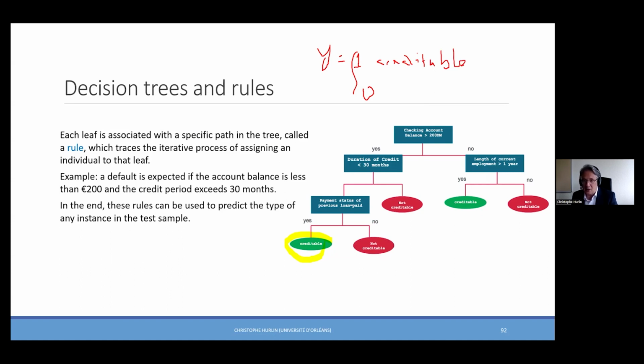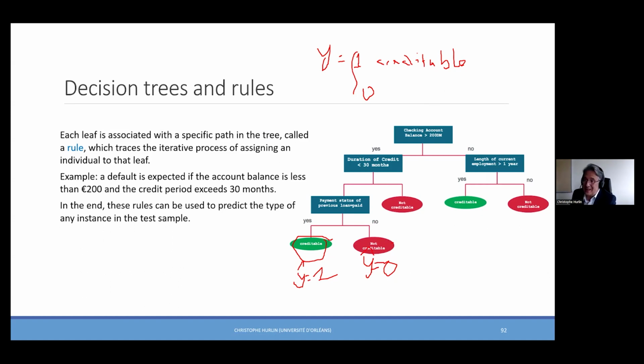So in each final leaf, I will take a decision. If you are here, I give you the credit. If you are here, I don't give you the credit, for instance. So here, my prediction is 1. Here it is 0. Is it clear?